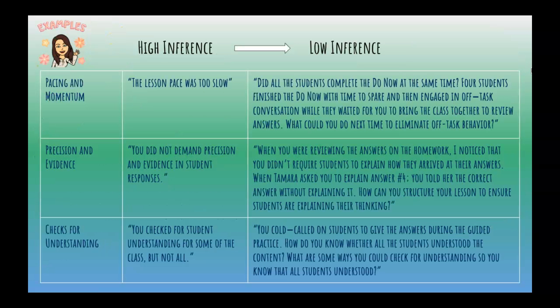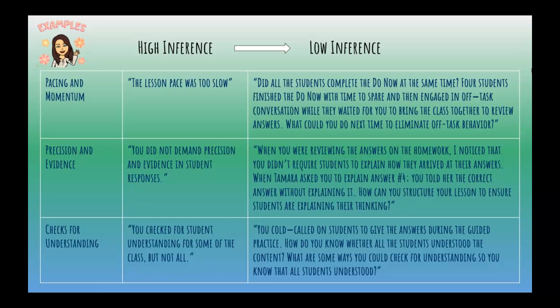On this slide, there are three examples that show high inference and low inference statements. The first one is on pacing and momentum. A high inference statement would be, the lesson pace was too slow. A low inference statement would be, did all the students complete the do now at the same time? 4 students finished the do now with time to spare and then engaged in off-task conversation while they waited for you to bring the class together to review the answers. What could you do next time to eliminate off-task behavior?